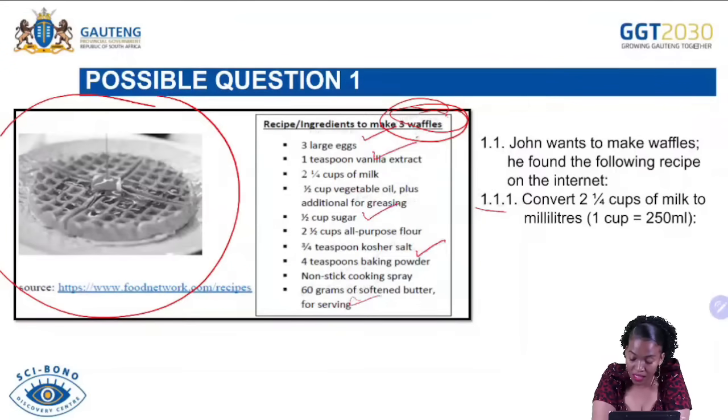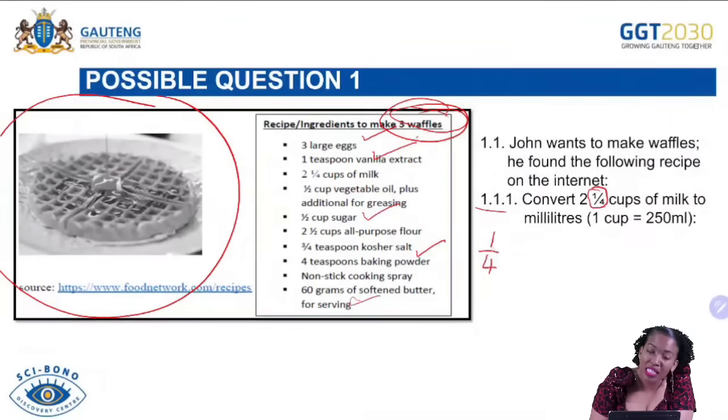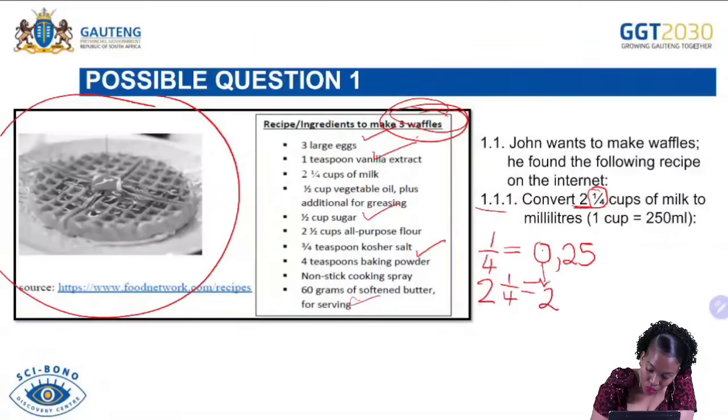1.1.1, convert 2¼ cups of milk to milliliters. So what you need to know is that a quarter, this 1/4, is the same as 0.25. So what I'm going to do, I'm going to write 2¼ as, instead of 0 here, I'm going to replace the 0 by the 2, this 2, comma, and then this quarter, I'm going to replace it by 25. So it means now I have 2.25 cups of milk.